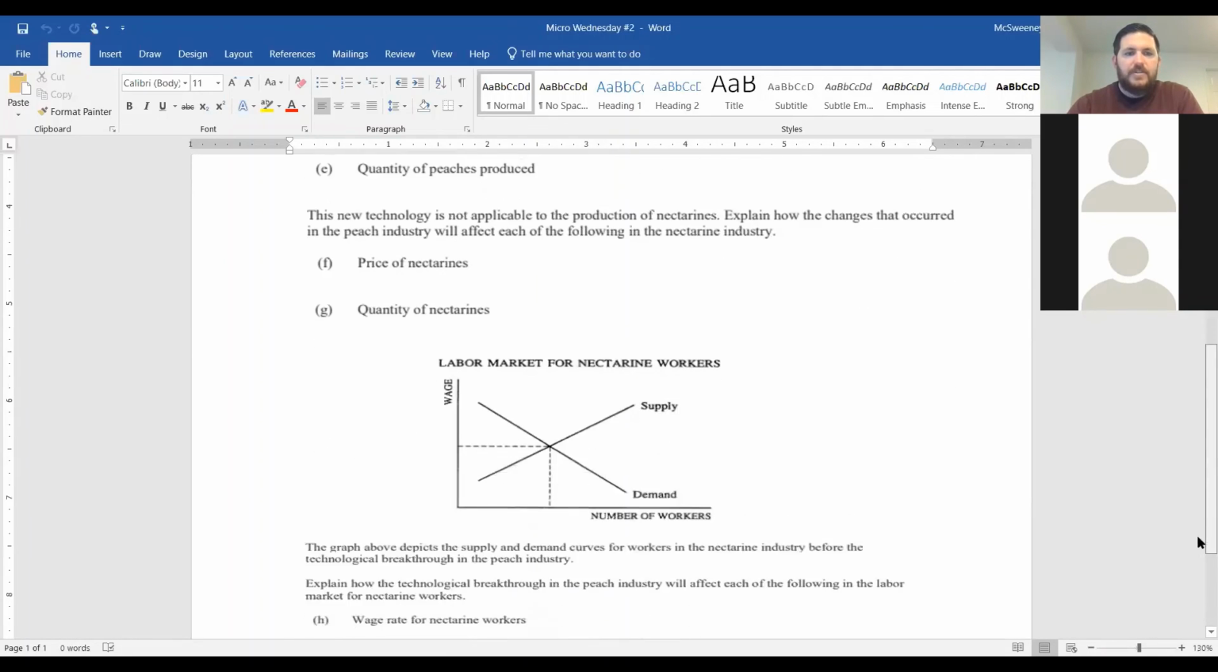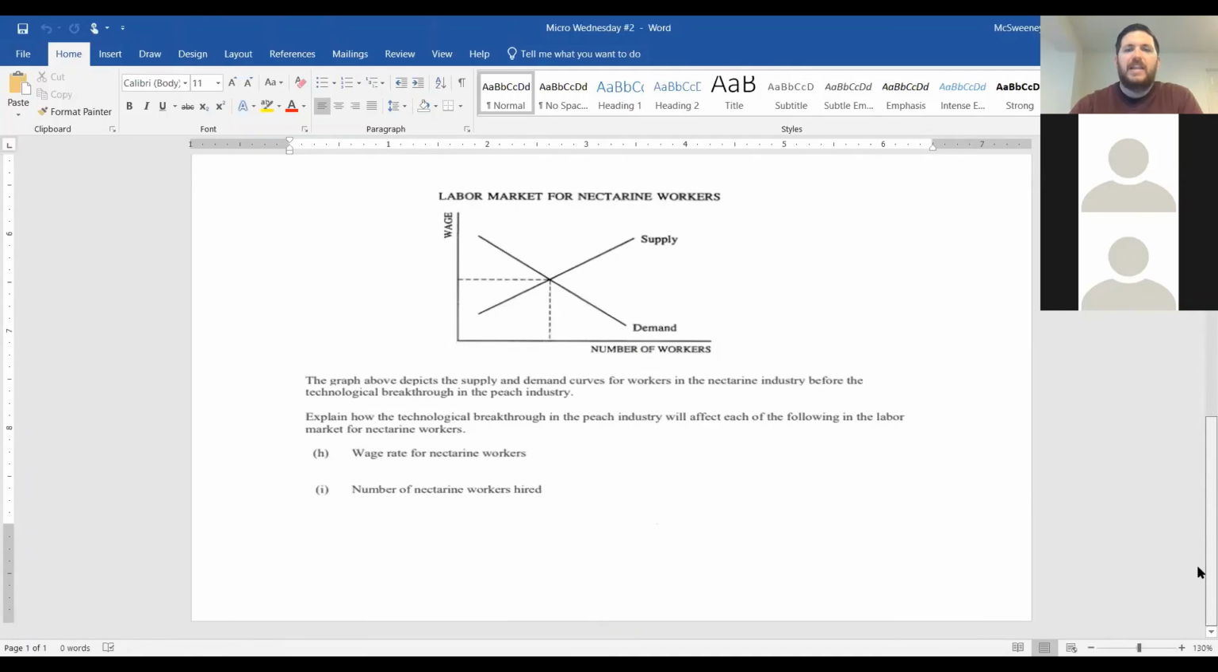Okay, last two is this. So we're now looking at a labor market, okay, for nectarine workers. And I'll make sure to include more resource market questions, okay, in the next micro review that we'll do for next week. All right. The graph above depicts the supply and demand curves for workers in the nectarine industry before the technological breakthrough in the peach industry.